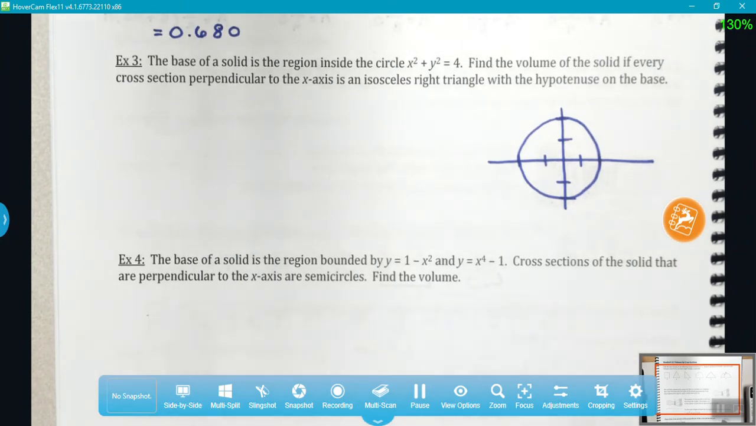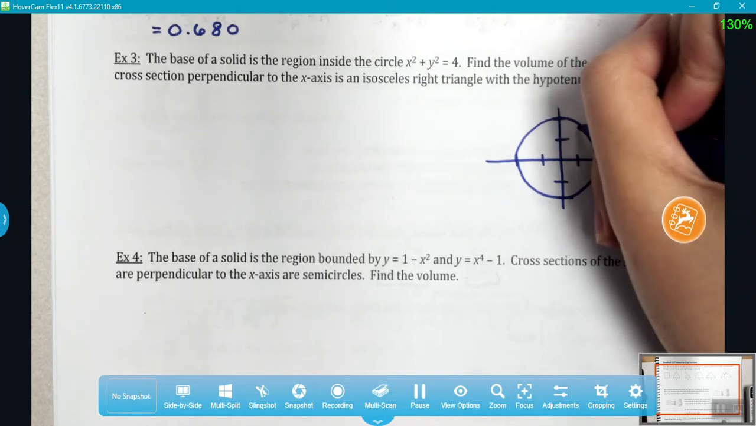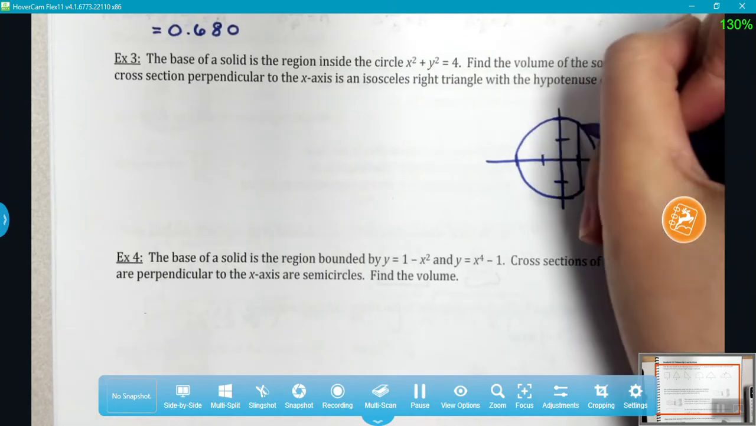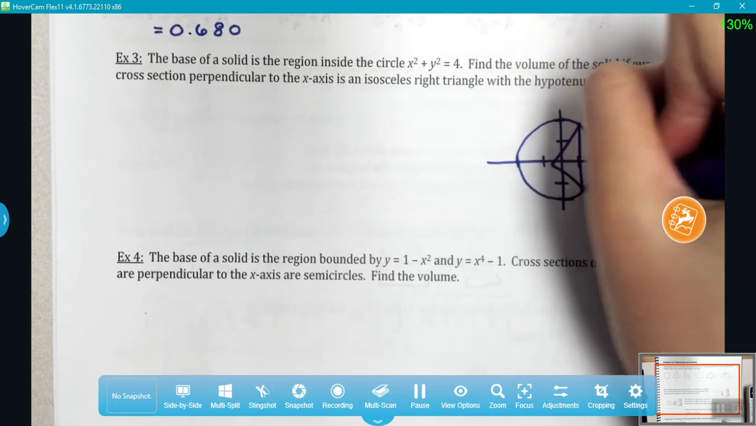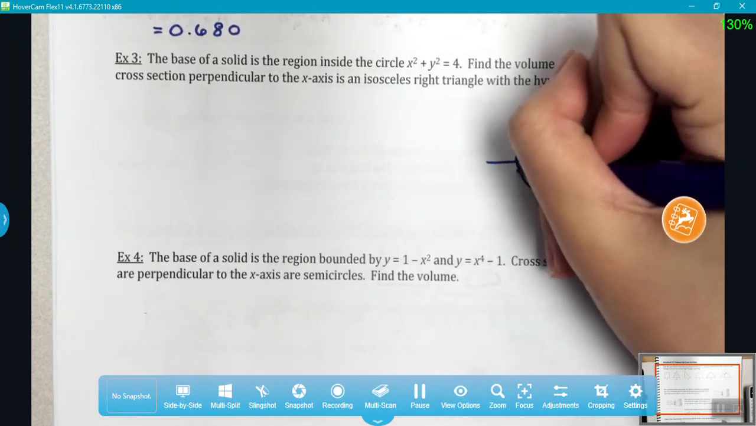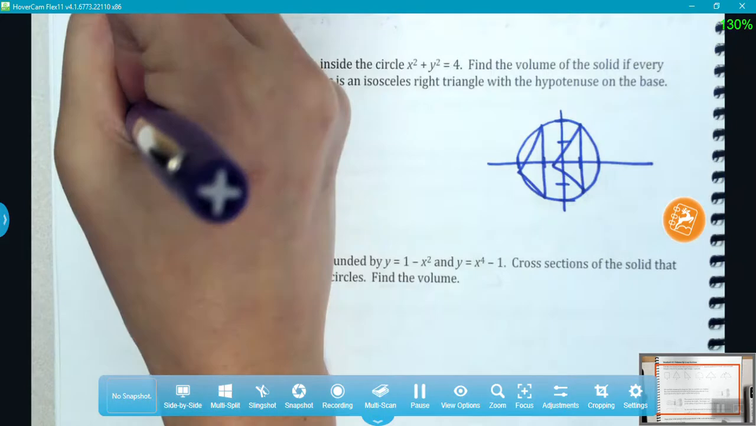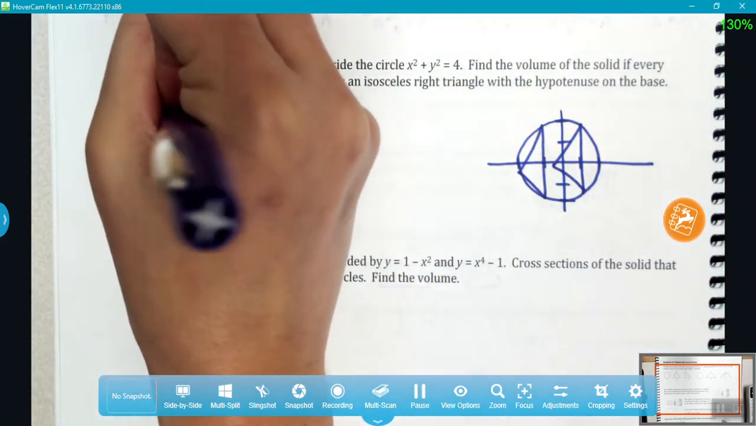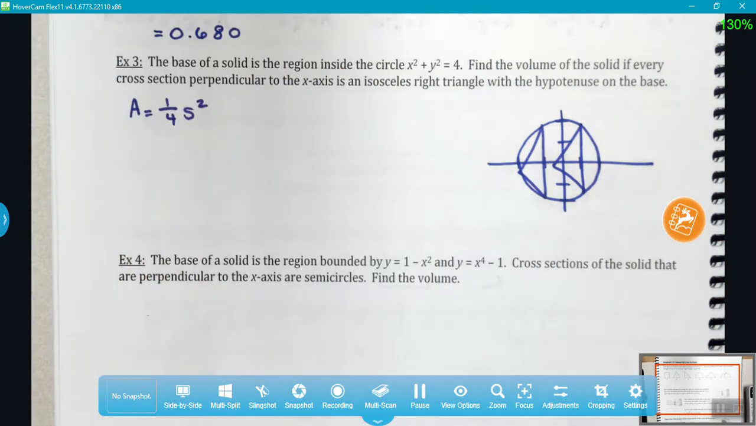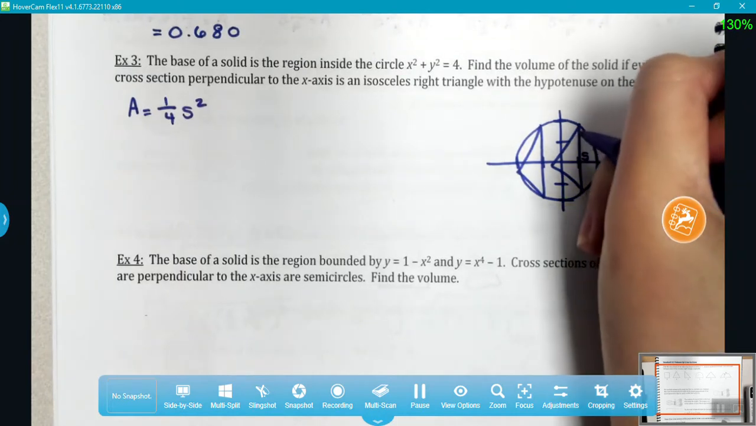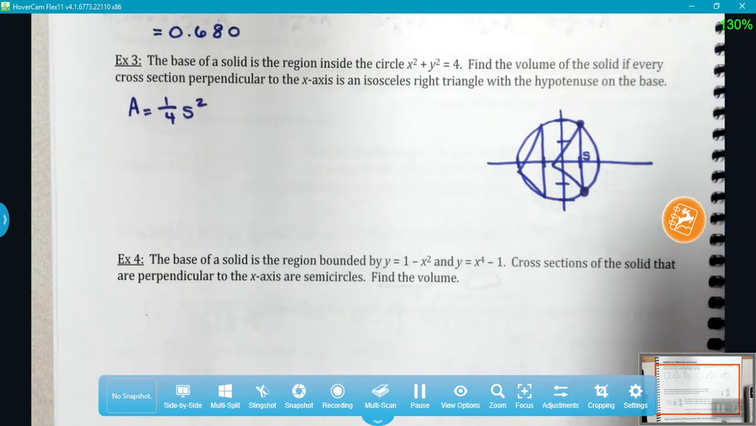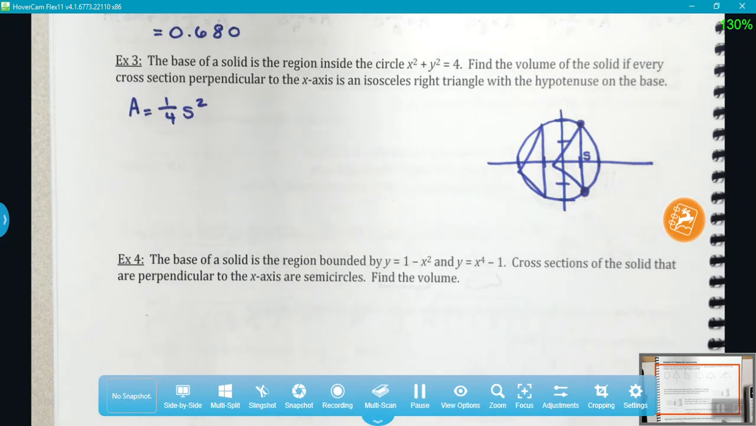Okay, so perpendicular to the x-axis would mean it goes like this, and then we've got isosceles right triangles here. Now, area is going to be 1/4 s squared. I need the top and the bottom of my s. My s is right there, with the hypotenuse on the base.